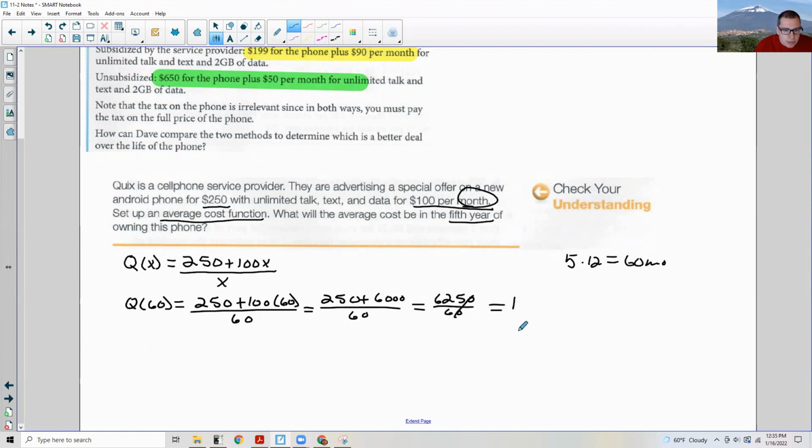Which equals, I'm going to cancel these zeros. 6 goes into 6 once, 6 goes into 2 0 times, 6 goes into 25 4 times, with a remainder of 1, and 6 goes into 10 once with a remainder of 4, and 6 goes into 46 times with a remainder of 4. So it's 1 6 repeating. So I would say it is approximately $104.17 per month.